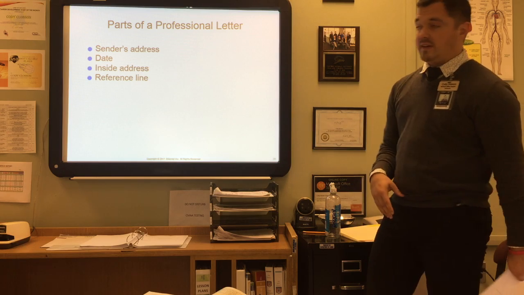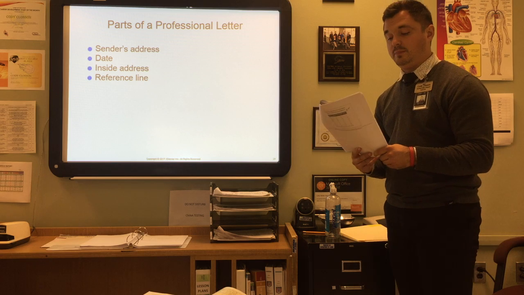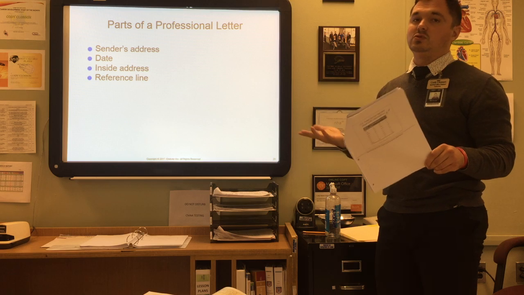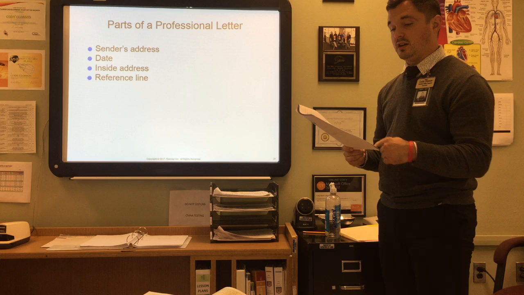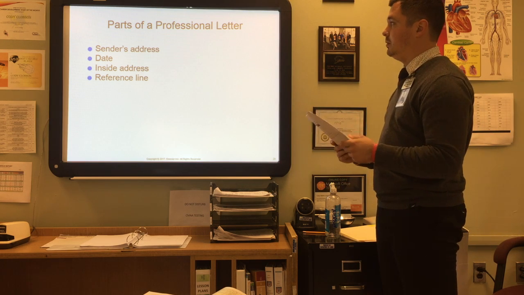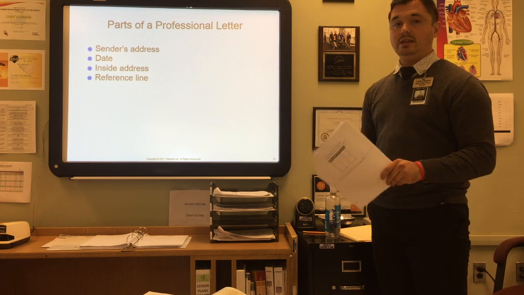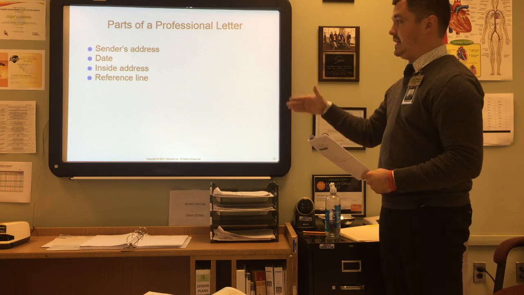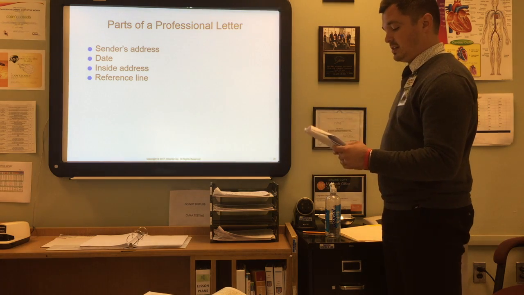Now let's get into the parts of a professional letter. A professional letter is produced on 8.5 by 11 paper or a letterhead. That is your common size paper, a sheet of paper. That is what all professional letters are produced on, and it typically has 1-inch margins on all 4 sides. There are many parts to a medical or professional letter. Some of them are the sender's address, that is your address. You're sending it from your clinic, so you need to put the address on there. The date, the inside address, that's who you're sending it to, and then a reference line, for example.